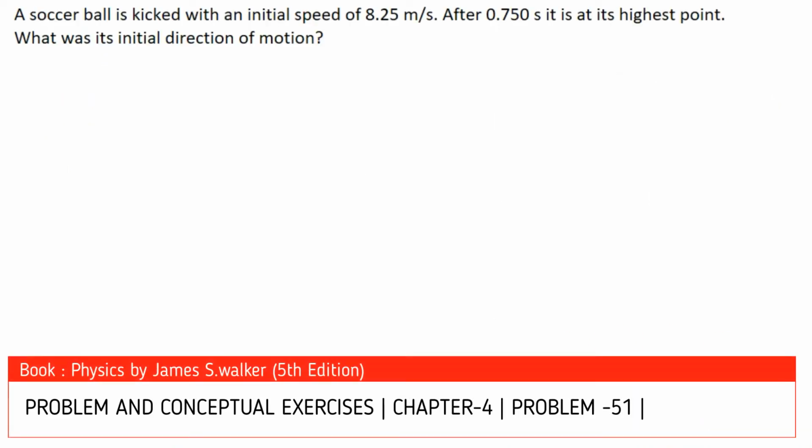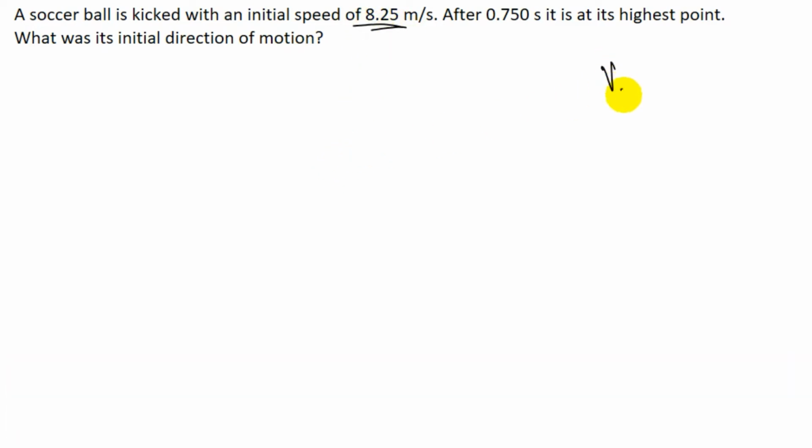Now in this question we are given that a soccer ball is kicked with an initial speed of 8.25 meter per second. So V naught we have 8.25 meter per second. Now after 0.750 seconds, the ball is at its highest point.